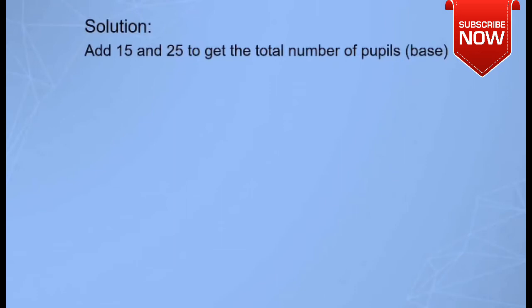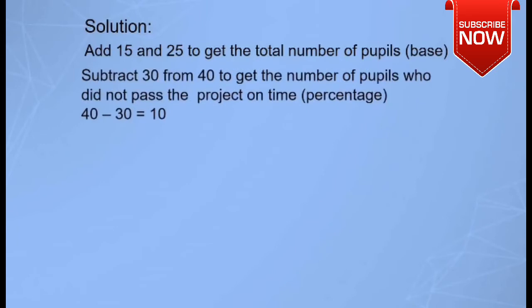Solution: add 15 and 25 to get the total number of pupils. 15 plus 25 equals 40. 40 is our base. Subtract 30 from 40 to get the number of pupils who did not pass the project on time. 40 minus 30 is 10. 10 students did not pass their project on time. 10 is our percentage. Then divide.